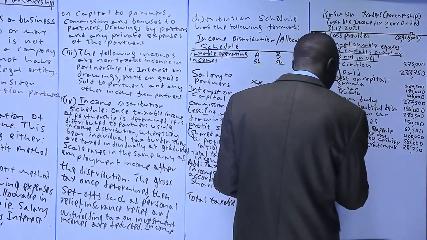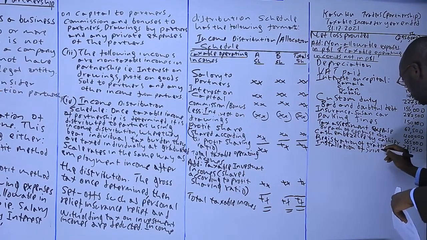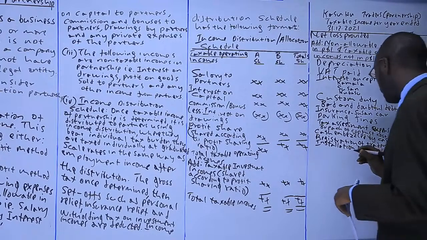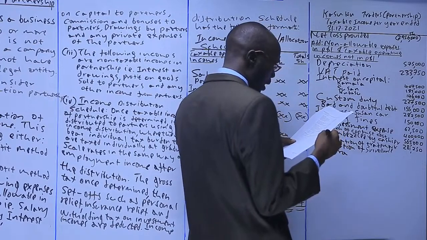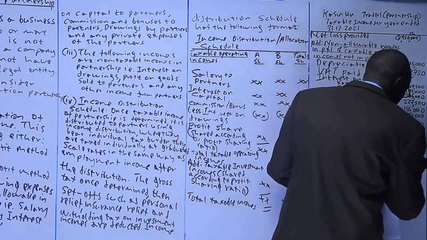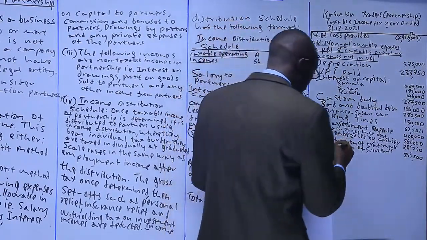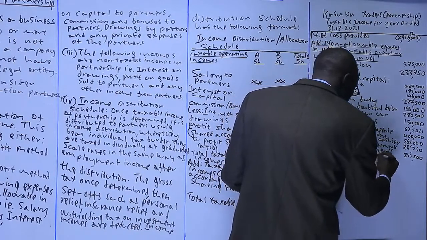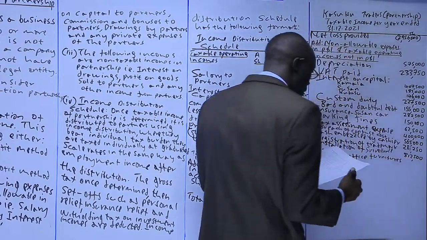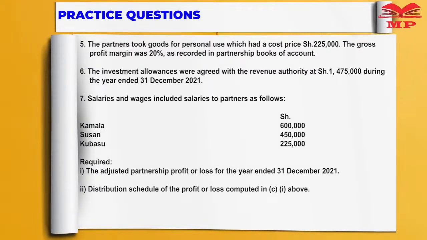Installation of surveillance camera, where we have an amount of 812,500. The other one is the cost of office furniture, 525,000. Then we now go to number 5.